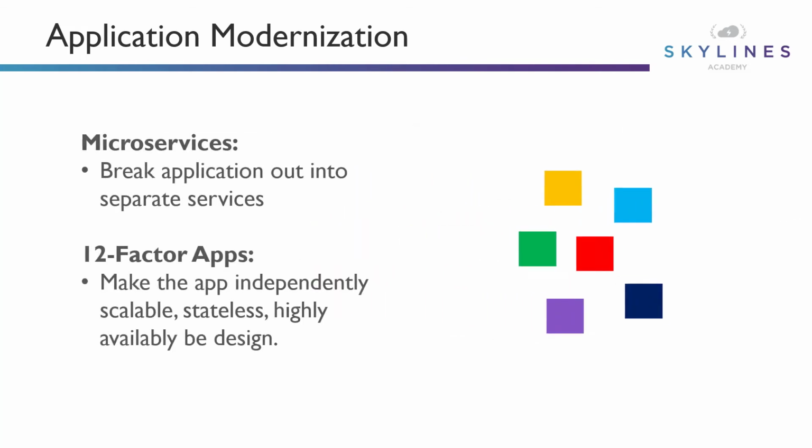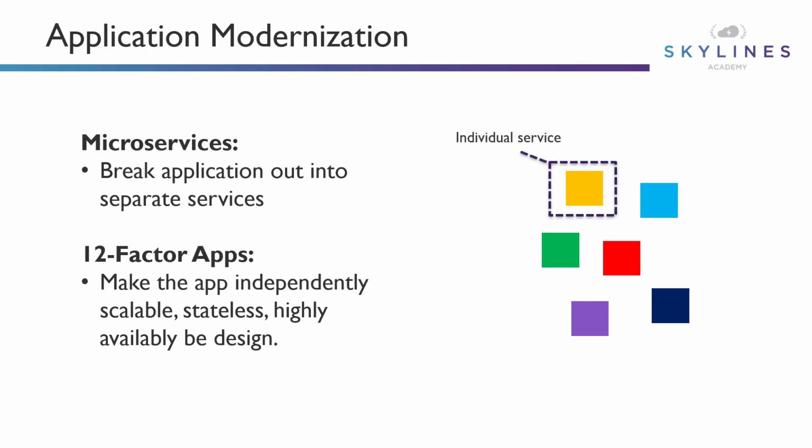And what we're basically doing is decoupling here. We're breaking that application out into separate services, and that is essentially what we call 12-factor apps. They make the app independently scalable, stateless, and highly available by design, so those services can scale up and down as needed versus the entire unit of all those servers combined scaling up and down as needed.